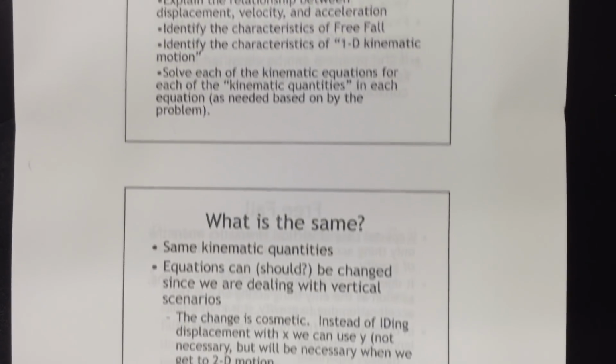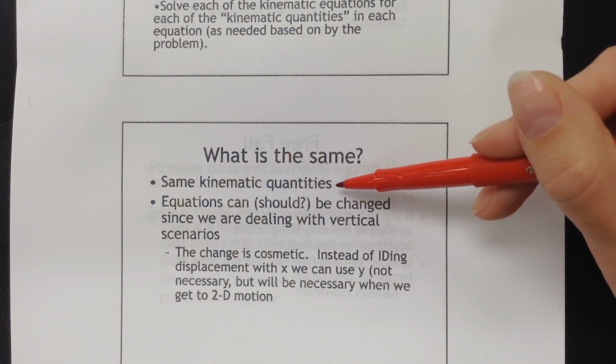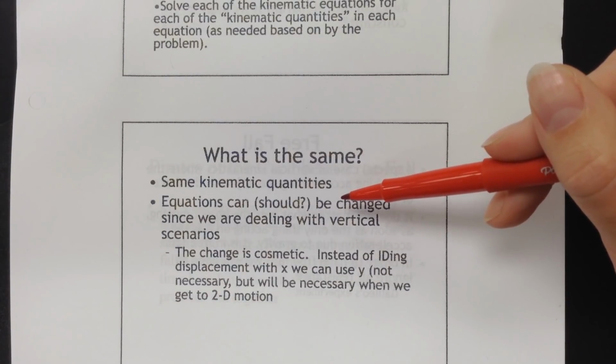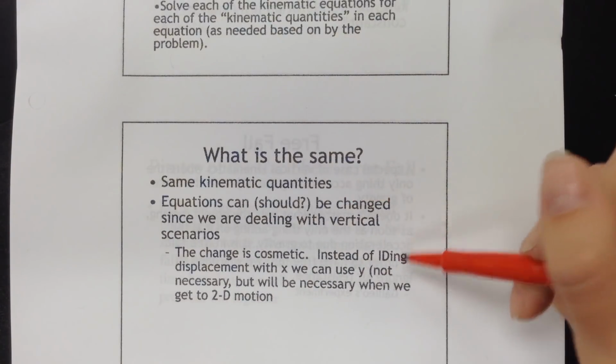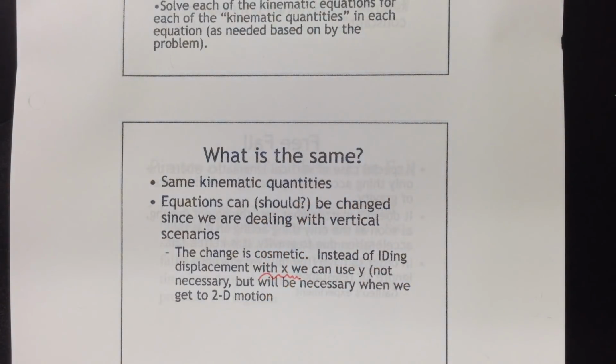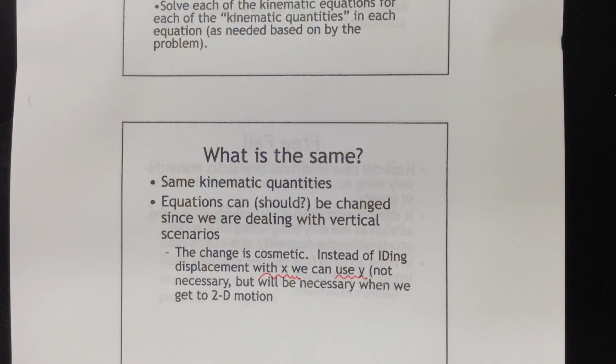So let's look at what's going to stay the same for us. Obviously, your kinematic quantities do not change from last week. The only thing that is going to change is the cosmetic look of your equations. And what I mean by that is that instead of IDing your displacement with the symbol x, like we've been doing so far, you're going to substitute the symbol y in, y being for vertical motion, x being for horizontal motion. Now, is it a necessity to do? No. As long as you keep your numbers straight, you should be good. But when we move into 2D motion, then it will be a necessity to keep your x horizontal values straight versus your y vertical values straight.